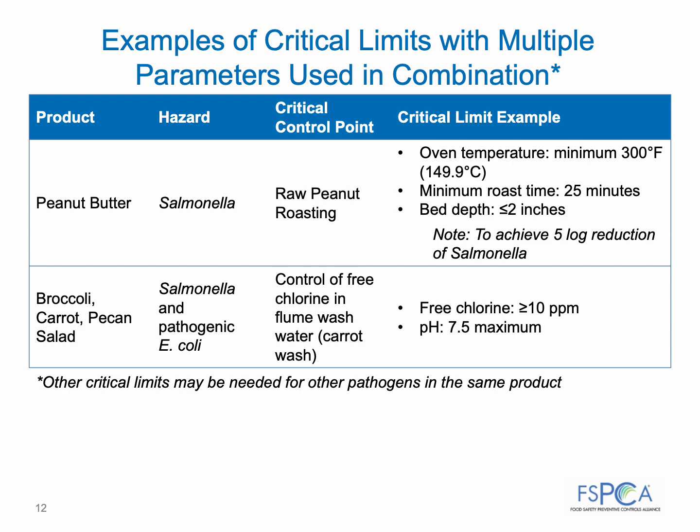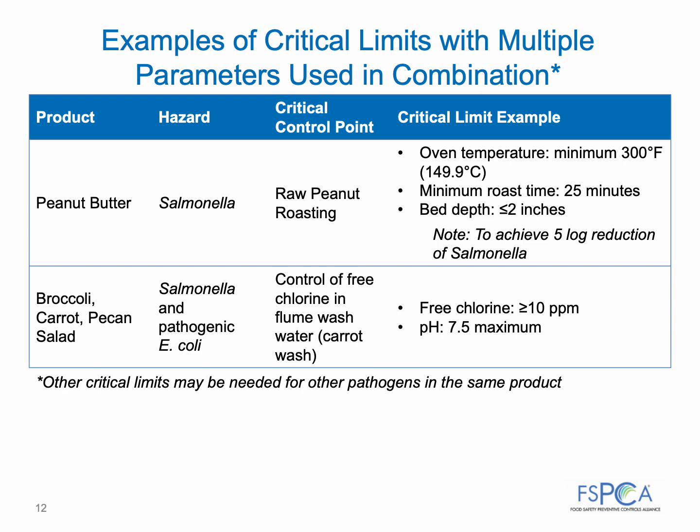Critical limits may involve multiple parameters, such as time and temperature and bed depth, for a nut roasting process, or free chlorine and pH in a produce flume wash water system. The nature of the product, the specific process, and the hazard being controlled influence what parameters may be used. Additionally, a facility may have different options for the critical limits to control a specific hazard. For example, a facility may choose to use a higher oven temperature and/or a reduced bed depth in the peanut butter process to achieve the safety level of heat treatment more quickly.